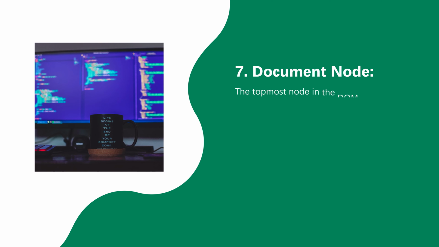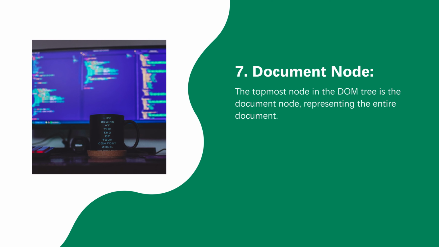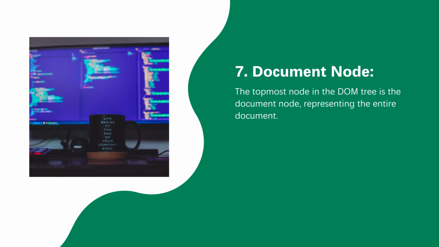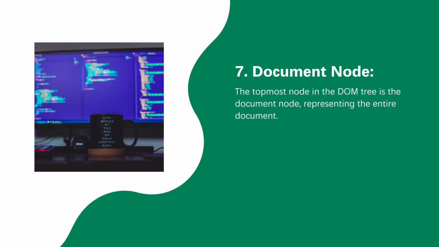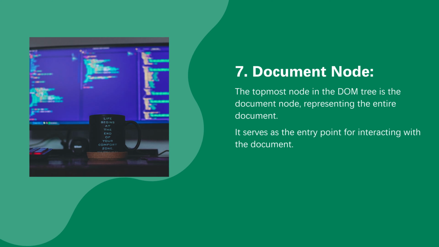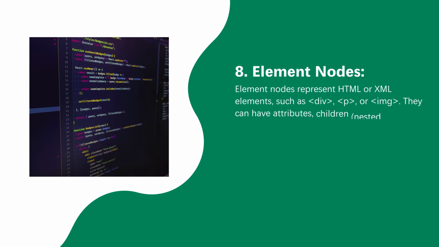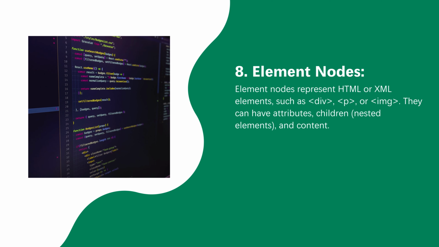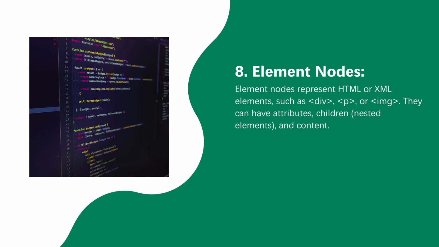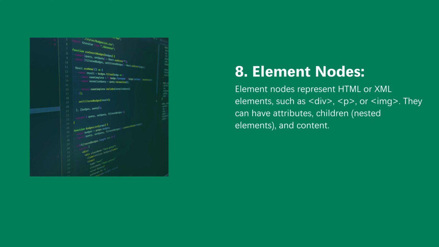Document node. The topmost node in the DOM tree is the document node, representing the entire document. It serves as the entry point for interacting with the document. Element nodes. Element nodes represent HTML or XML elements such as div, paragraph, or images. They can have attributes, children, and content.